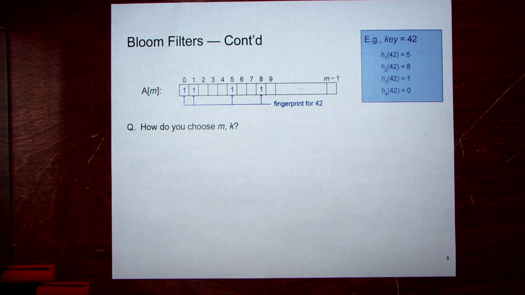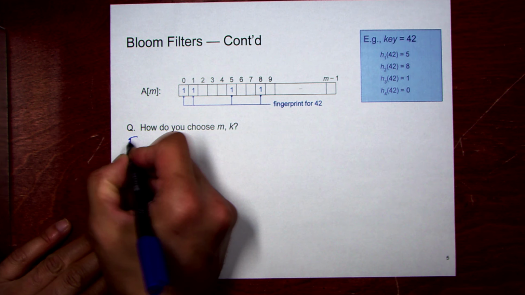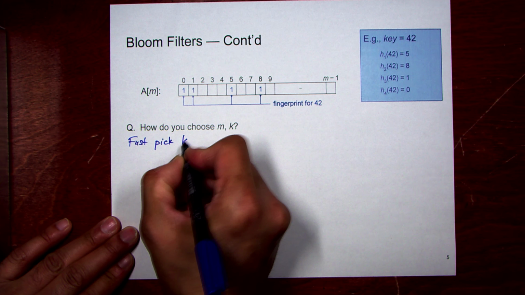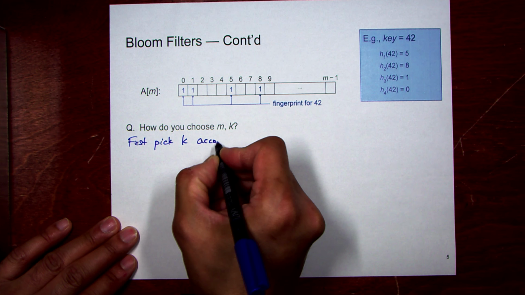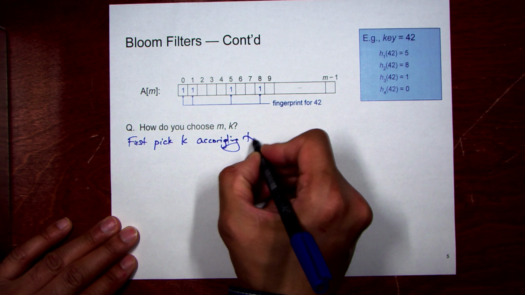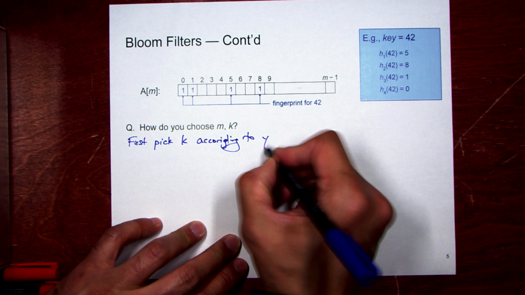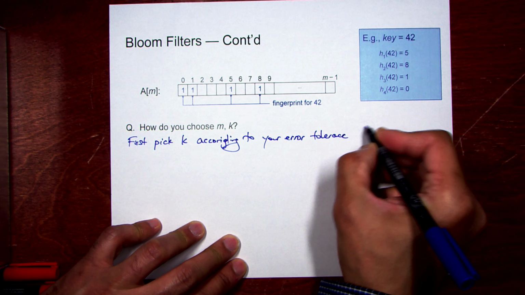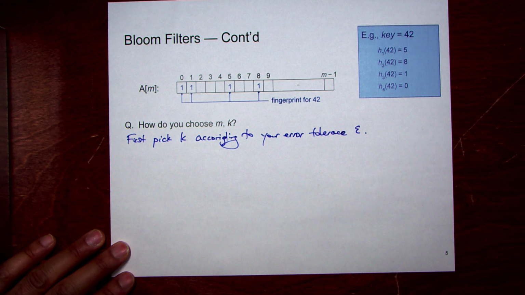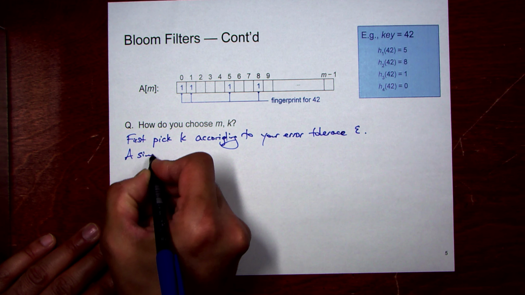So how do you choose m and k to make this scheme work? Well, you first pick k, according to your error tolerance. Epsilon is usually it. So here's a simplified view.